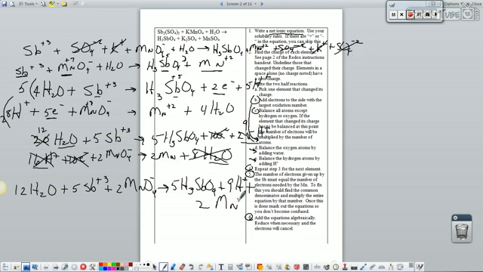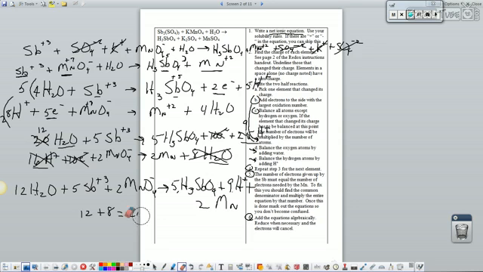Now to check, I want to check my H's and O's. I have 24 H's here, and I have 15 plus 9 is 24. My O's, I have 12 plus 8 is 20. And over here I have 5 times 4 is 20. And the last check is to check the charges.